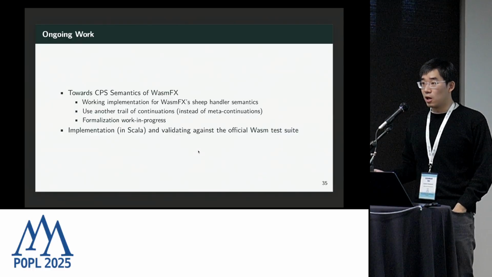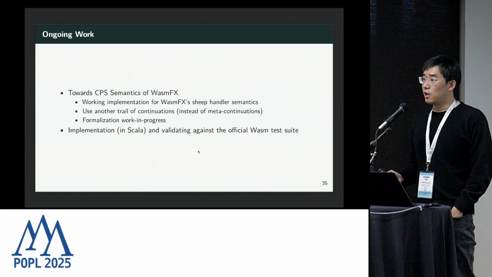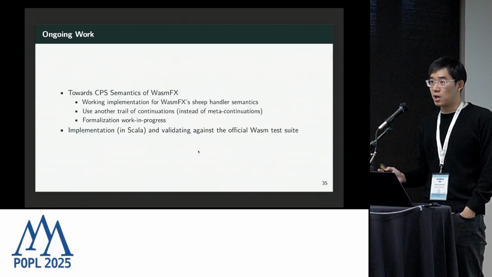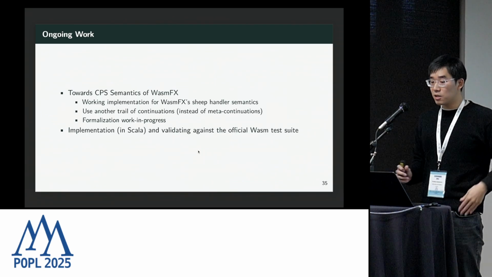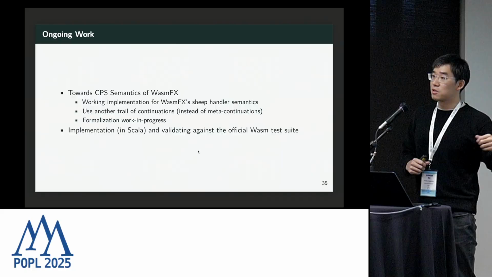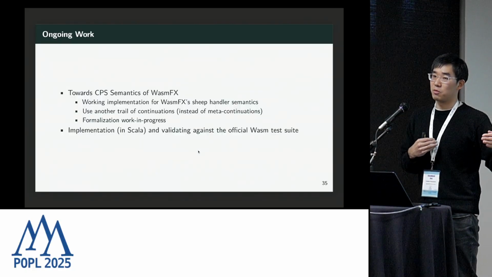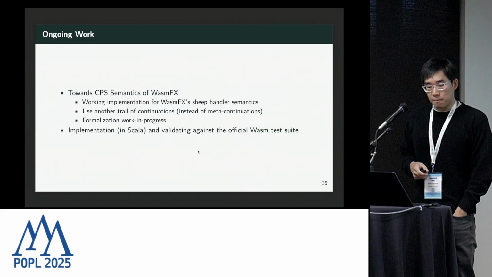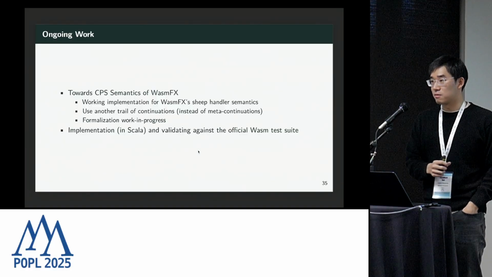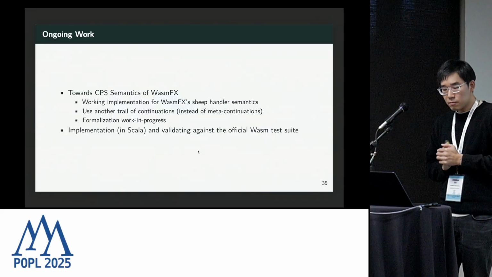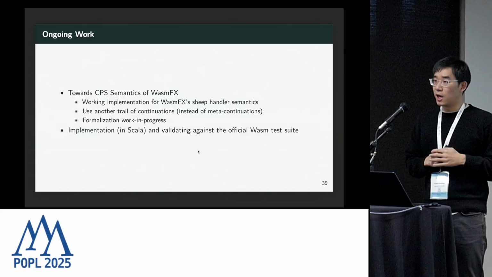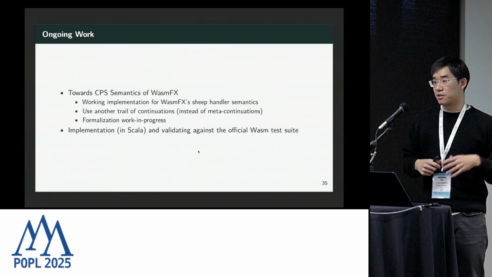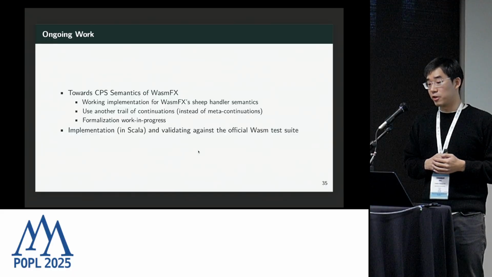We also have ongoing work on modeling WASM FX in this style using continuations, and we already have a working implementation to run programs with WASM effects. The idea is a bit different from using meta continuation; we use another trail of continuation so that we can manipulate the fragments of those continuations more easily. This handles WASM effects as a combination of deep and shallow handlers. The formalization is still work in progress. All those extensions we have implemented in Scala with the parser. The current work is to validate our implementation and semantics against the official WebAssembly test suite.